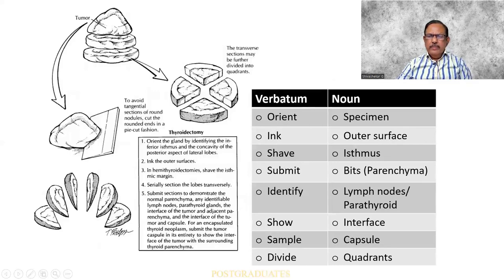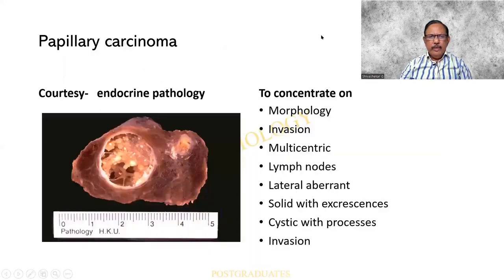Now, there are some verbs and nouns which we can remember. Orient the specimen. Ink the outer surface. Shave the isthmus. Submit bits. Identify lymph nodes and parathyroid. Show the interface. Sample the capsule. Divide into quadrants. I hope this is easy for you people. You can go back to your grammar school. This has been designed by me.